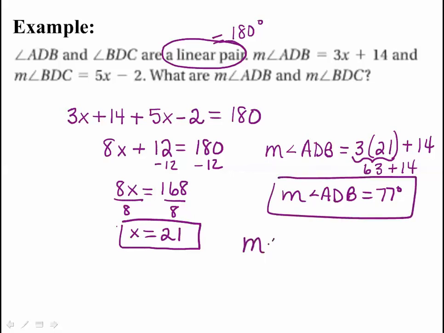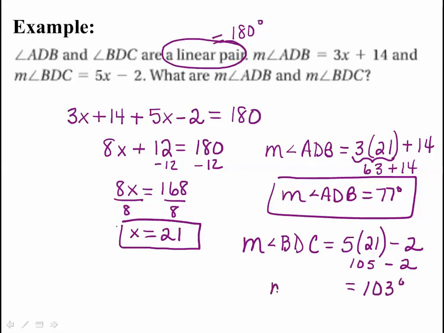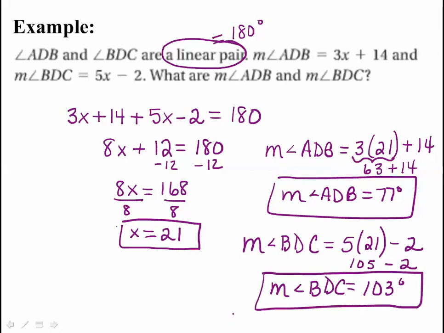The measure of angle BDC is 5 times the x value of 21 minus 2, or 105 minus 2, which is 103 degrees. So the measure of angle BDC is 103 degrees. Again, I can add the measures of these two angles together and see that when I add them I get 180 degrees, which would indeed mean that those are a linear pair.